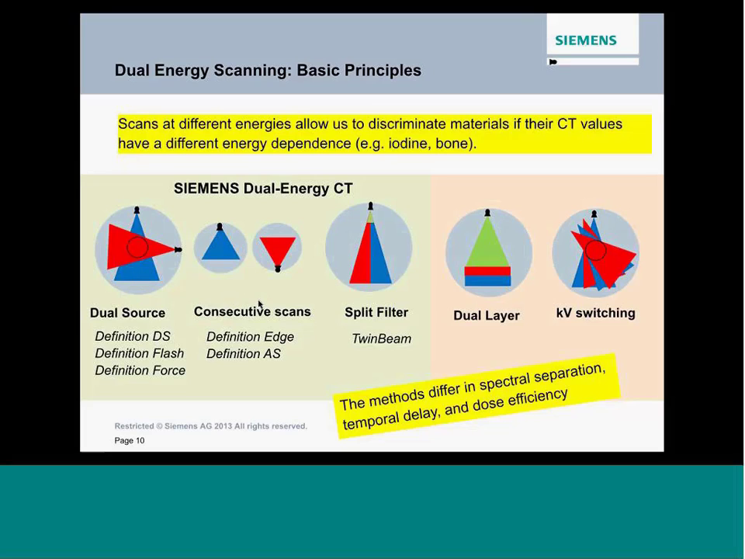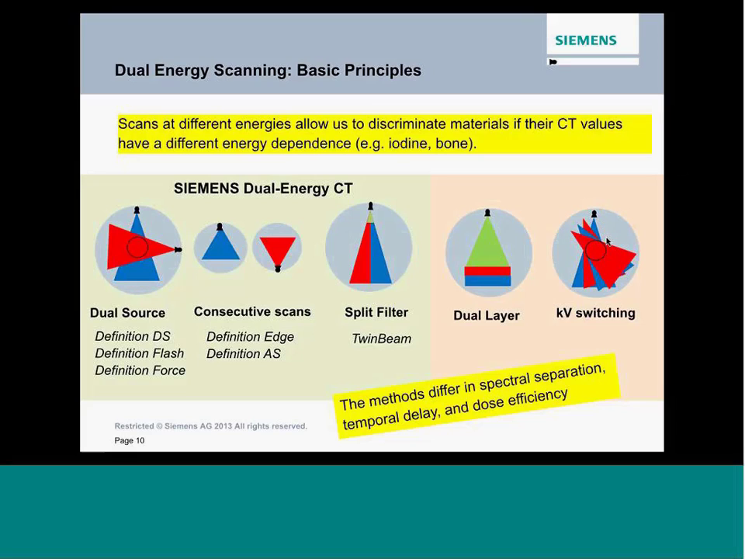You can also do a consecutive scan. This is old school, don't worry about that. You could do a split filter and have a twin beam technology. Again, old school, don't worry about that. So this is the main way Siemens scans, the only way Siemens scans. Now, Siemens actually started with kV switching, but then they went to the dual source. The kV switching is what GE does.